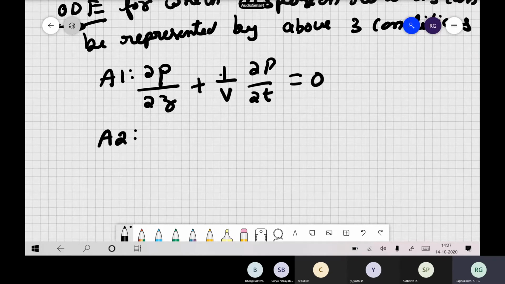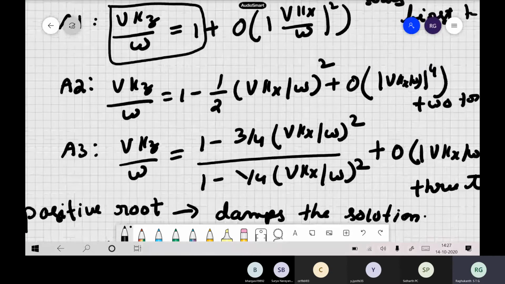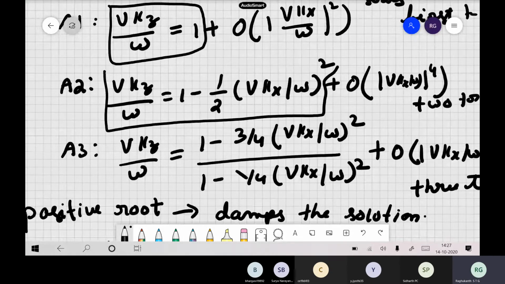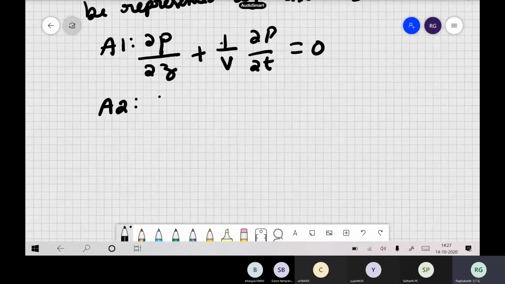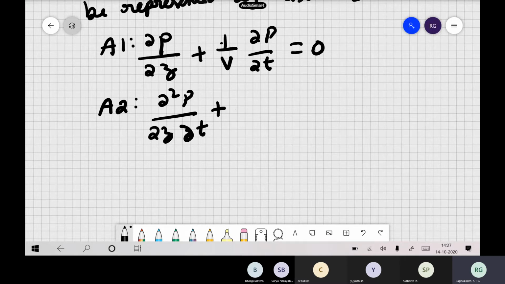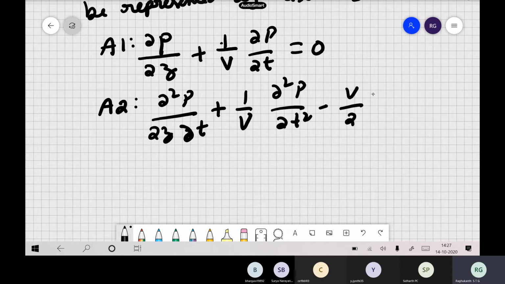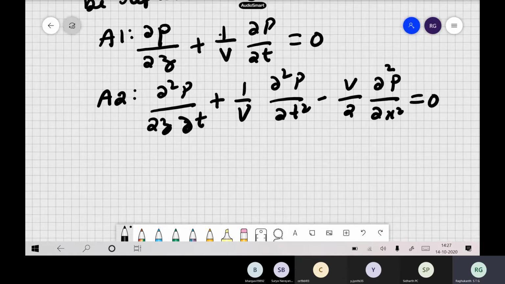Now for the second case, what is the dispersion relation? This is our dispersion relation, where we have included only the first two terms in the Taylor series. The corresponding ODE, if you write, is ∂²P/∂z∂t plus 1/V ∂²P/∂t² minus V/2 ∂²P/∂x². So this is the equation for that dispersion relation.